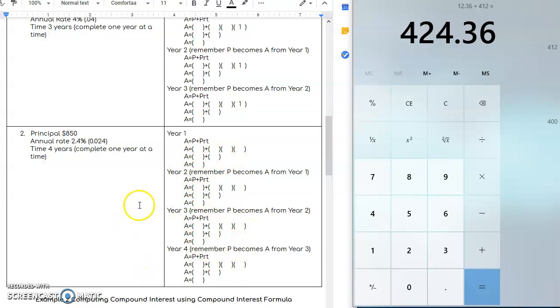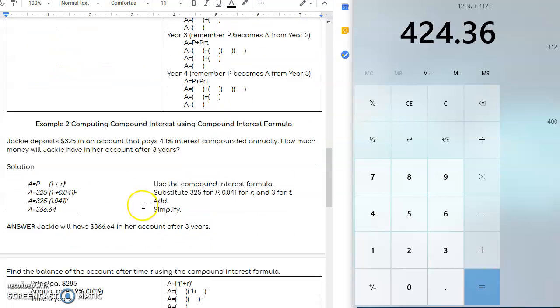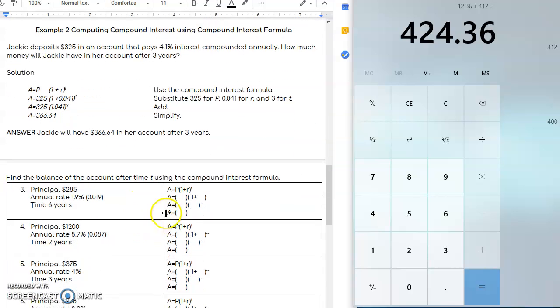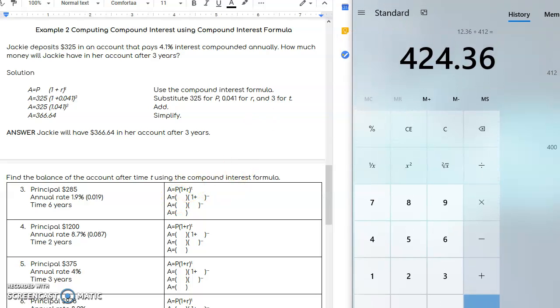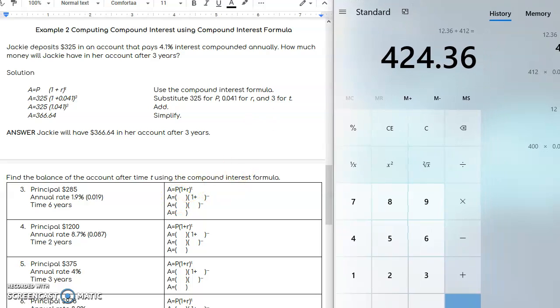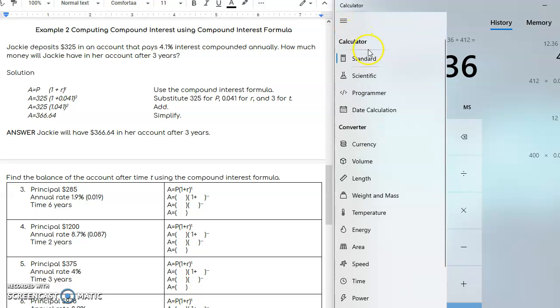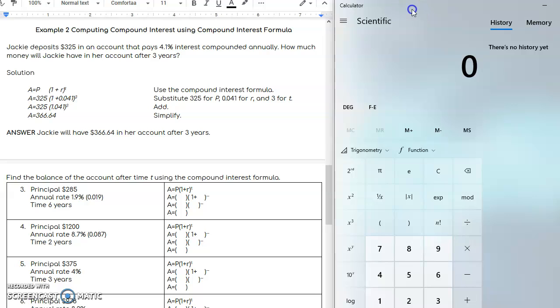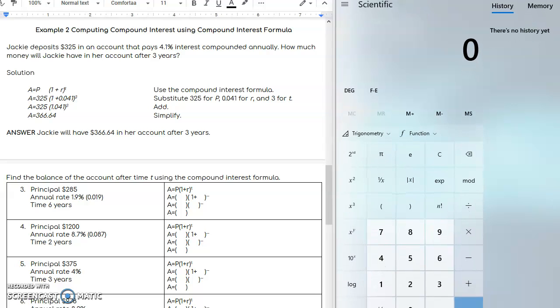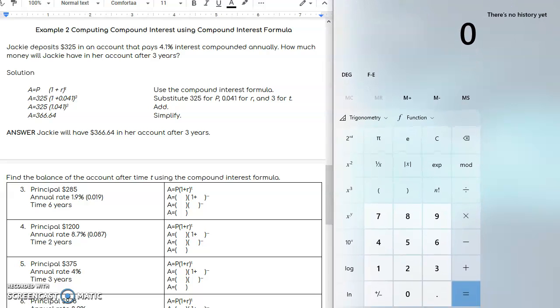All right, if you will scroll down with me here, we're going to look at how to compute compound interest using the compound interest formula. Remember, I told you you would need to change your calculator. If you're using one on Google or on your computer, there's usually a little 3-bar here where you can change it from standard to scientific. If you are using your smartphone, usually turning it sideways will turn it into a scientific calculator as long as your lock screen is off.